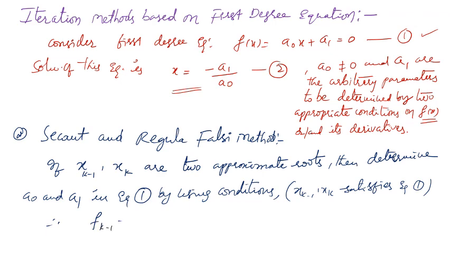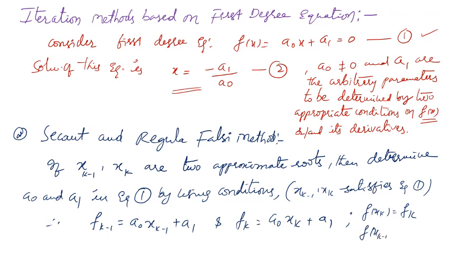Therefore what we have? f(k-1) stands for f(x(k-1)). This is a0 x(k-1) + a1, and fk = a0 xk + a1. Here the notation is: f(xk) is nothing but fk, and f(x(k-1)) is denoted by f(k-1). Now these two are the equations, and what are the unknowns here? a0, a1.